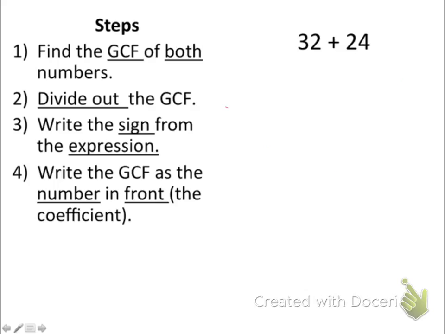Alright, let's do an example together. The first step, we want to go from this to something that's written using the distributive property. Step 1, find the GCF of both numbers. So we need to find the GCF of 32 and 24. I'm going to use a factor tree, but you could do it by listing the factors if that's the way you like better. Doesn't matter.